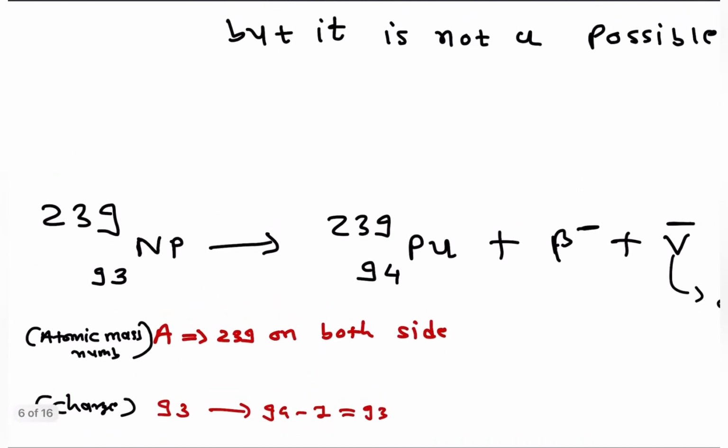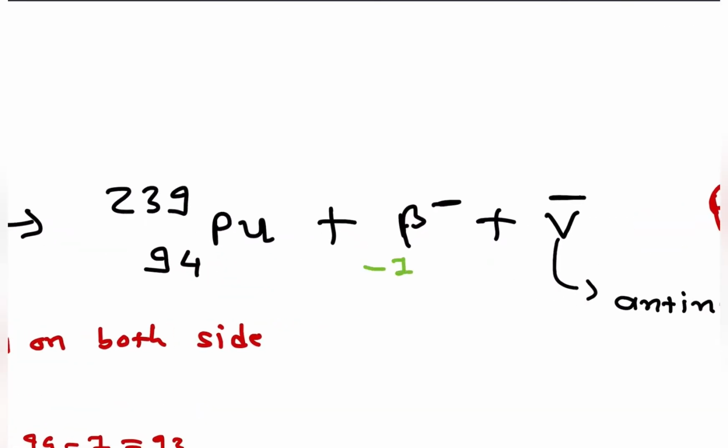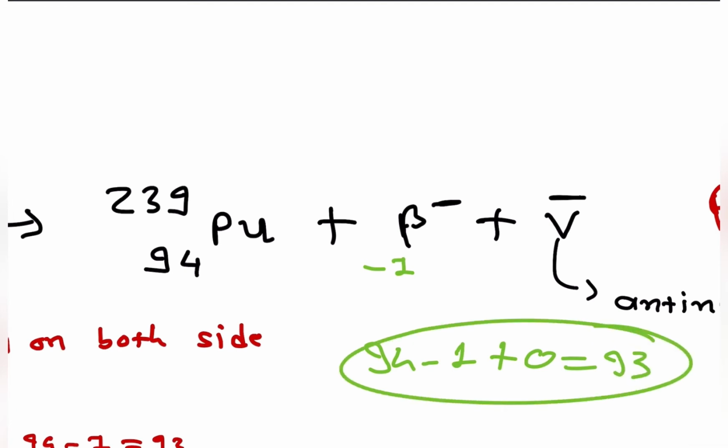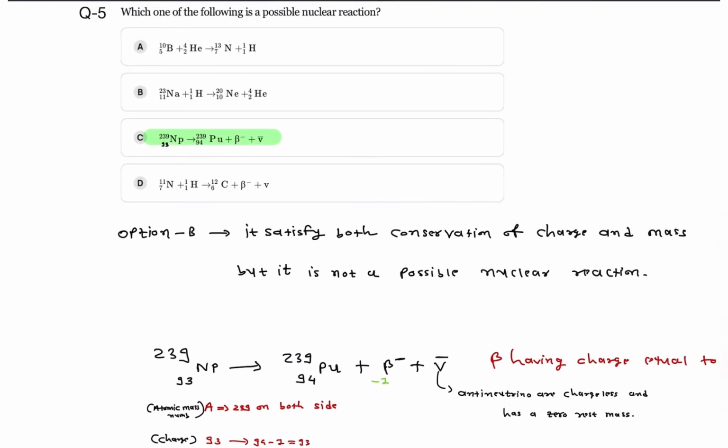The charge on the left side is 93, that is the atomic number, the number of protons. On the right side it is 94, and beta having -1 charge gives 94 - 1, and the antineutrino is chargeless, so it is 0. It becomes 93, which is also on the reactant side. So this process satisfies both conservation of charge as well as conservation of mass number. That's why option C is correct.